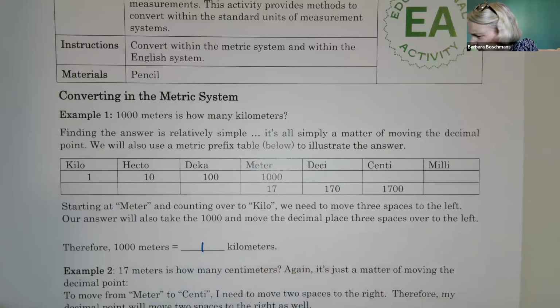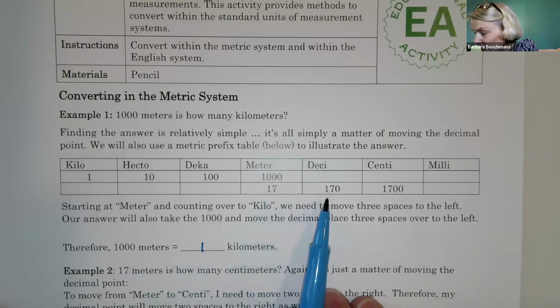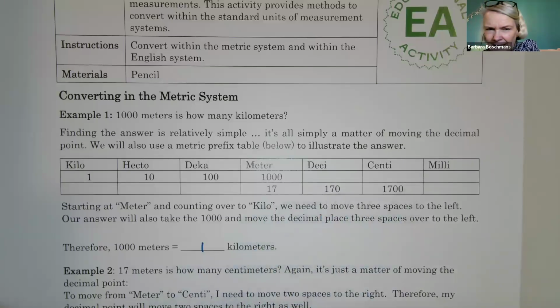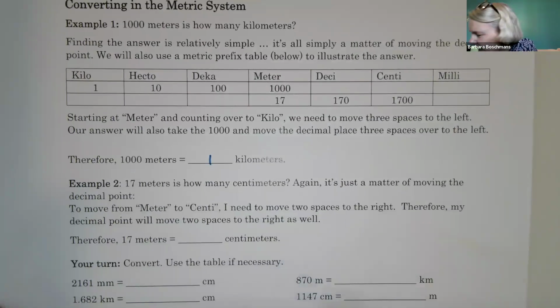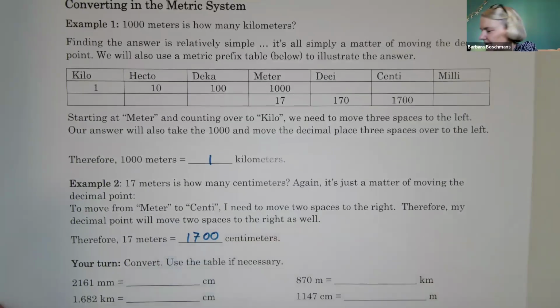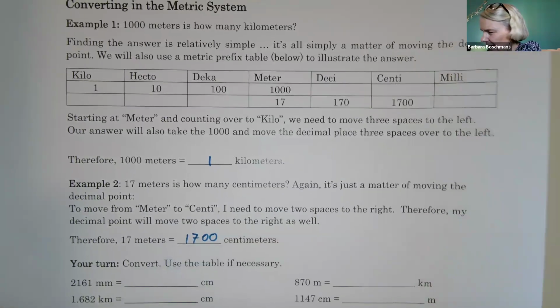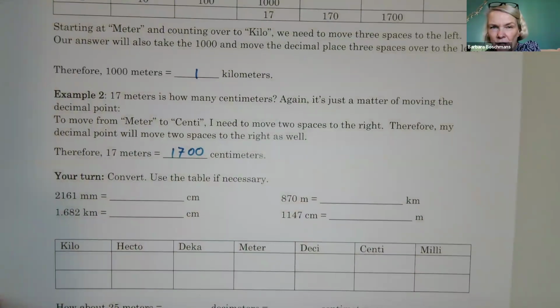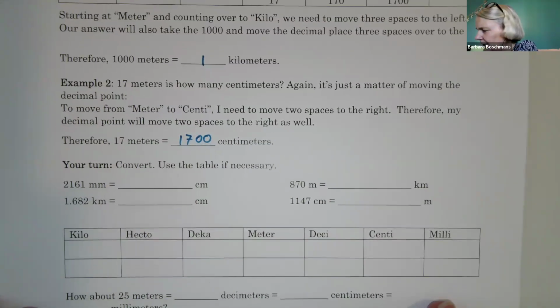If you have 17 meters and you want to know how many decimeters this is, it's going to be times 10. Then for centimeters, we multiply by 10 again, and it would be 1,700 centimeters. I'm going to show you one other way.